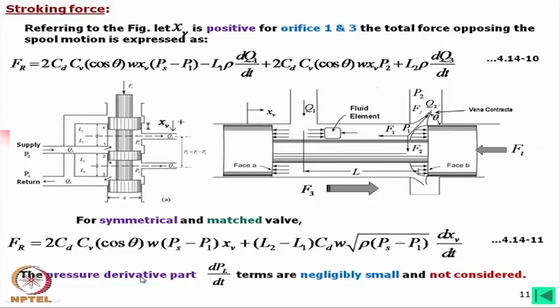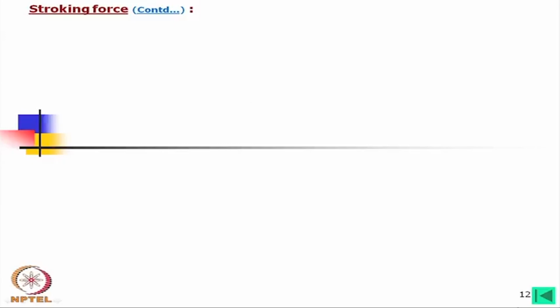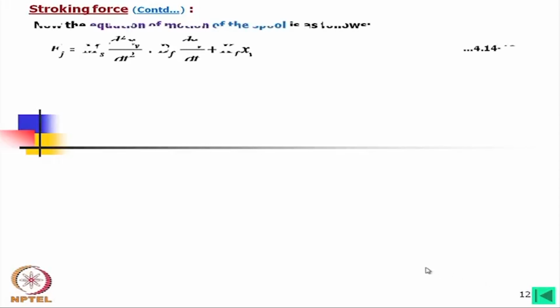Now, here the pressure derivative part, dP_L/dt, is negligibly small and not considered, because when we use these derivations this part will also come, which we have already neglected. We are not considering this part because with time this change in pressure is negligibly small. Although it is there, in comparison to the force we have calculated, even if you consider it, it is very small, so we need not consider it. Now, what we are considering is the equation of motion of the spool.